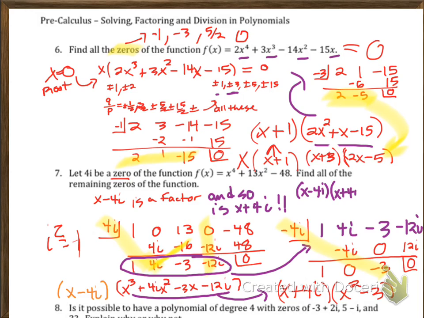Let me write that again for you. We found that the original can be written as x plus or minus 4i, and then x squared times x squared minus 3. And we're supposed to find all the zeros? Well, that's easy. Negative 4i is one of them, positive 4i. And then we just need to solve that x squared minus 3 piece, which is, you guys know that, plus or minus radical 3. There's all the remaining zeros.